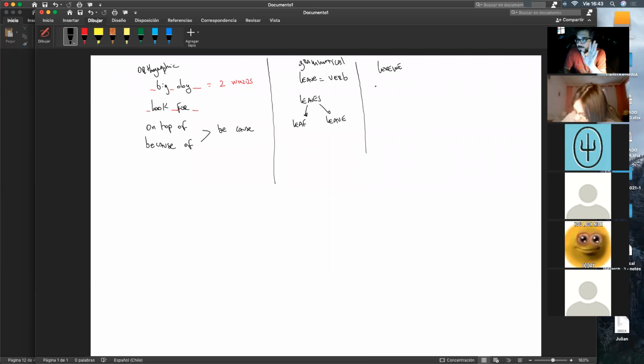So for example, leave, leaves, left, leaving, they are all part of the same lexeme because they share the same basic form. They can be classified, and all of them are verbs, and they share the same basic meaning.